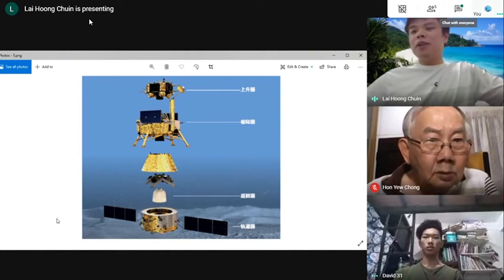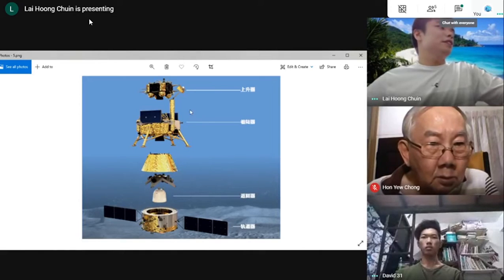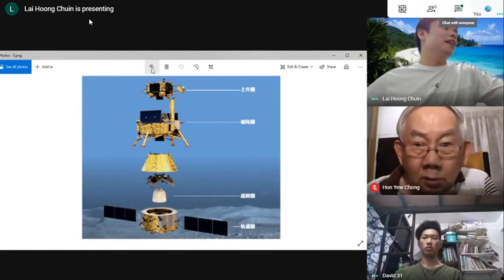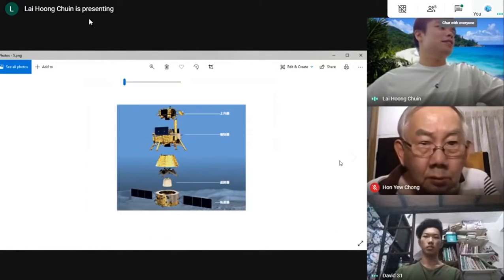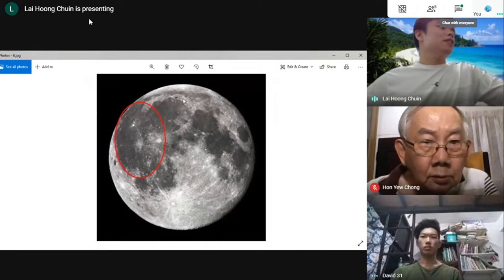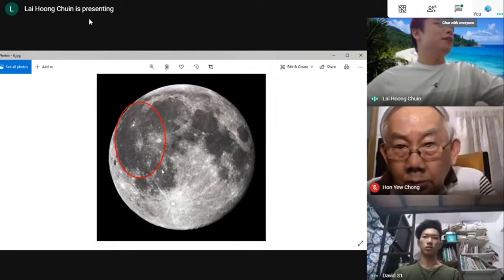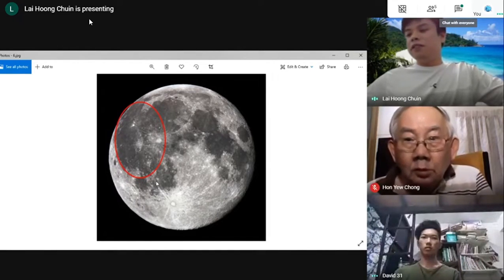So there are the 6 payloads of the lander. All right, and then we proceed, see what we have next. So this is the landing spot, the landing spot of this Chang'e 4 lander.